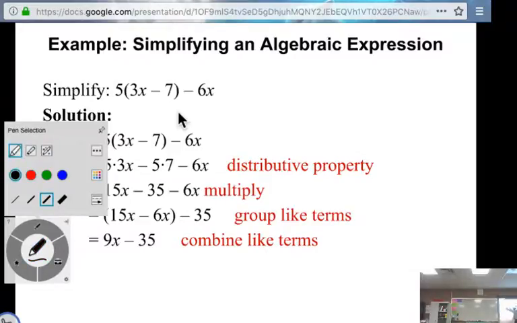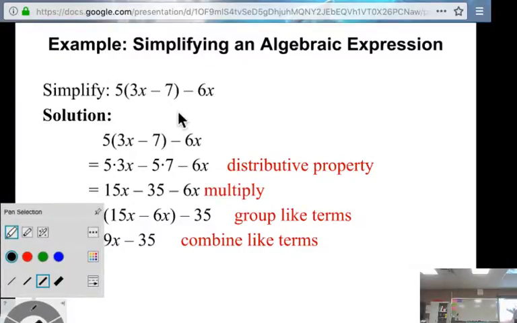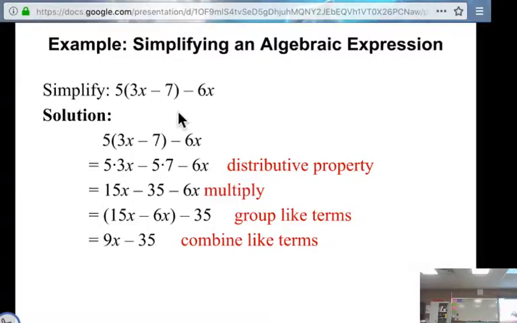So now I look at this and I go, hey, look at that. I can do the multiplication. I get 5 times 3x, 15x. 5 times negative 7 is negative 35. Minus 6x. Ooh. Now I'm going to put things that are alike together using that commutative and associative property. Ooh, happy, happy, happy. 15 minus 6 is equal to 9x. There you go. Bring the 35 along for the ride and you're done.